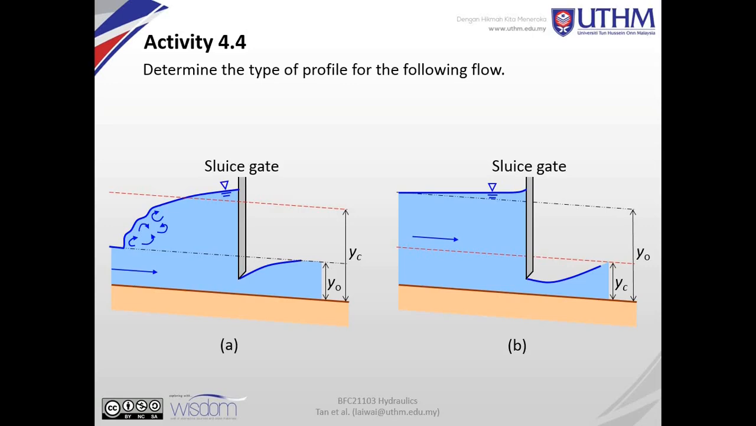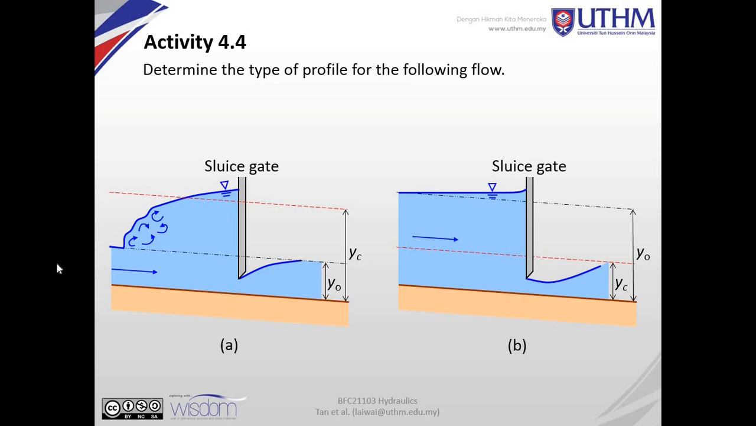Now let's look at the first example in this GVF subtopic. In activity 4.4, we are requested to determine the type of profile for the following flow. We are given figure A and figure B. Both figures were installed with a sluice gate.